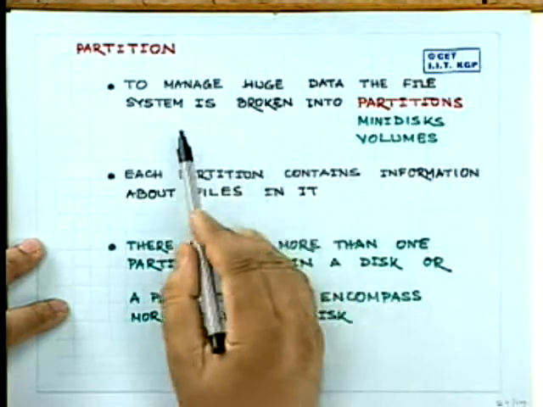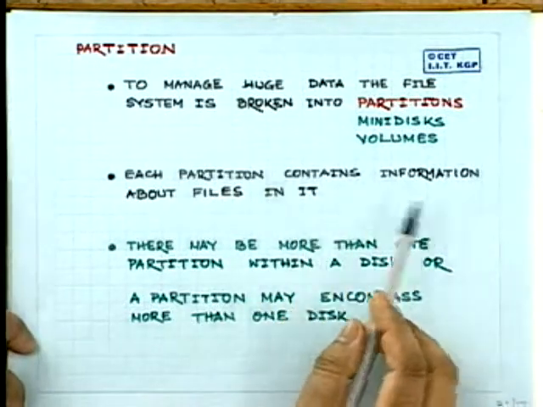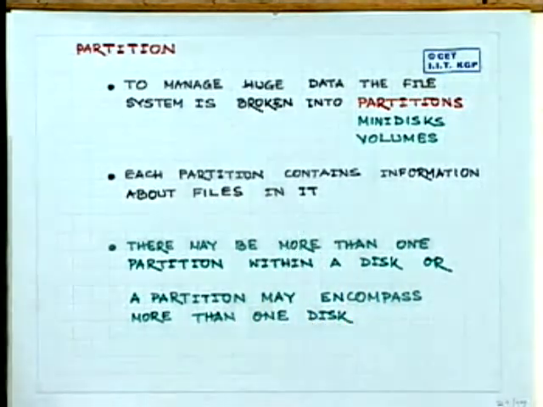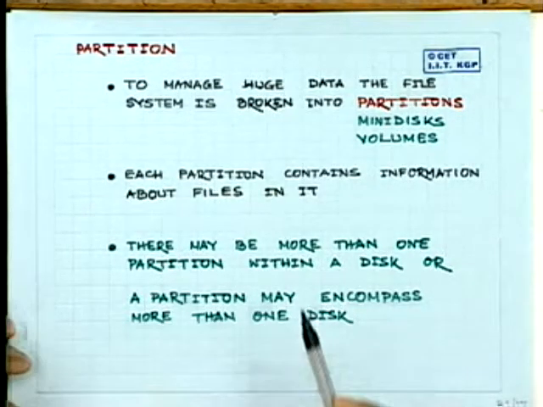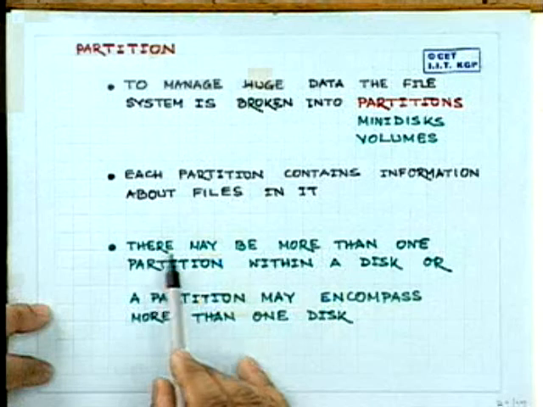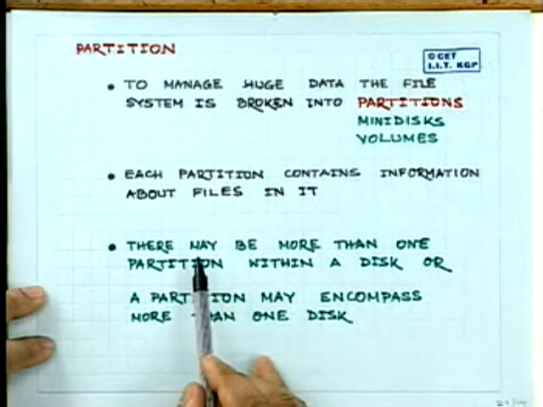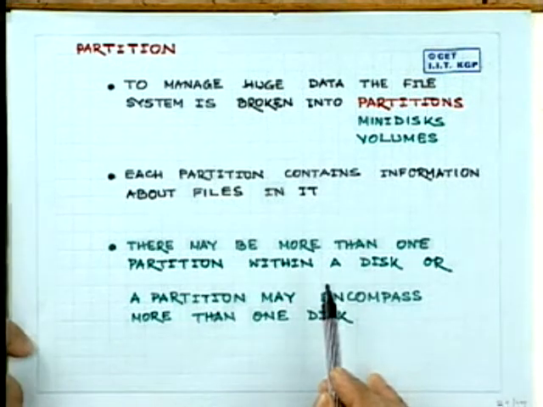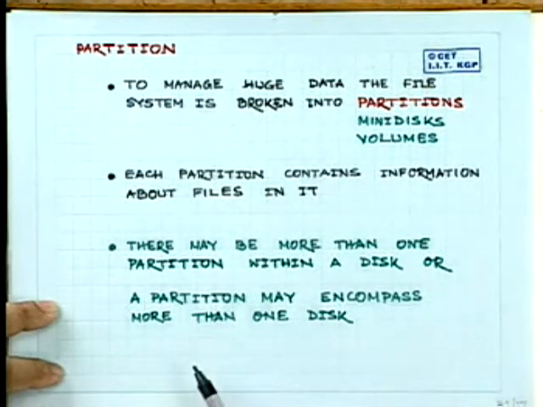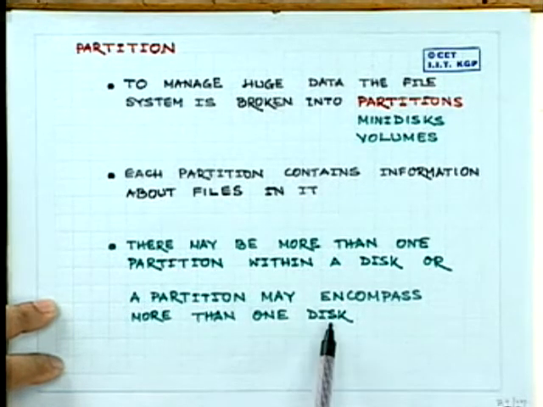Now, once the file system is broken into partitions, each partition naturally will contain information about the files in it, and to use such a partition, you will have to give a mount command, which will tell what particular partition you want to use. Now, a partition may be contained in one particular disk. That means a disk may contain more than one partition, or a partition may encompass and cover more than one disk.